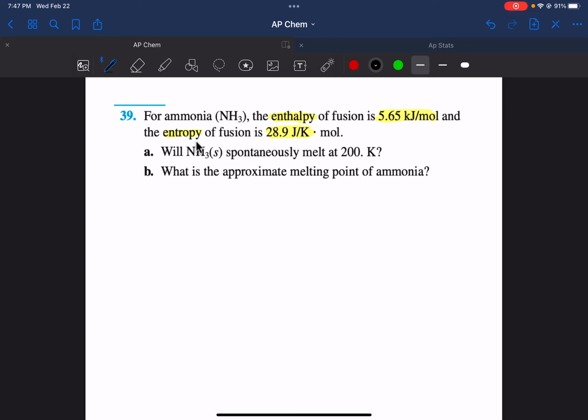The only thing important here is this and this, honestly. You don't need to know anything besides what they're asking. They're basically asking you, is this reaction spontaneous? Now, in order to determine if a reaction is spontaneous, you can determine that with the sign of your delta G, which is equal to your delta H minus the temperature times your entropy. And they're literally giving you a temperature right here.